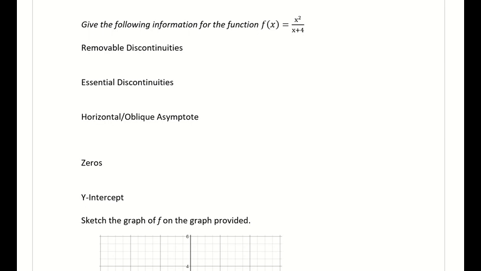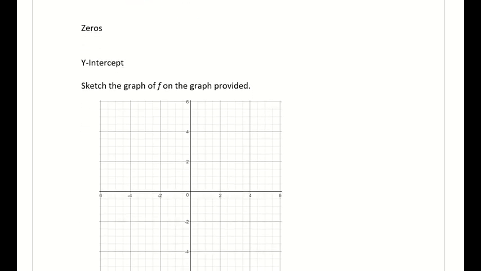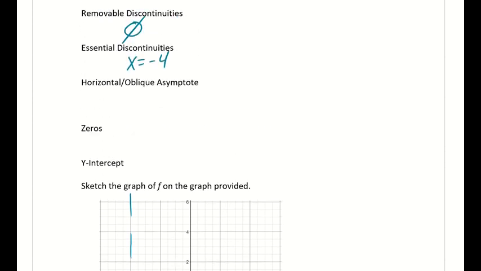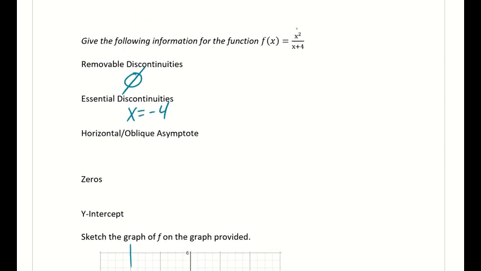Okay, so here we have x squared divided by (x plus 4). We take a look at this. We have no removable discontinuities because there's nothing we can factor out. Our essential discontinuity, we have one at x equals -4. So we go and plot that on our graph. Now, since our greatest exponent is in the numerator, we're going to have an oblique asymptote.